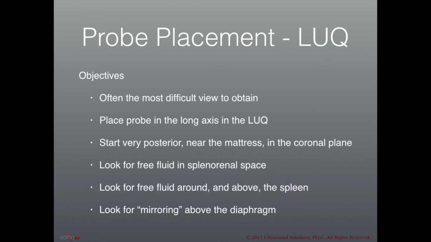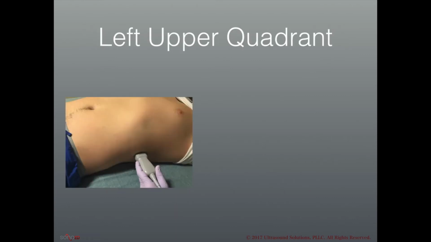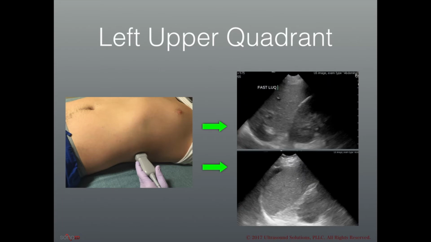the diaphragm. Here's an example of how to place your probe in the patient's left flank and the corresponding images that you should obtain. The indicator is again towards the patient's head, corresponding with the left side of the screen. The first large structure you should identify is the spleen, then you'll see the kidney and the splenorenal space between them. You'll also see the hyperechoic diaphragm and the mirroring artifact of the spleen above the diaphragm, which is a normal finding.